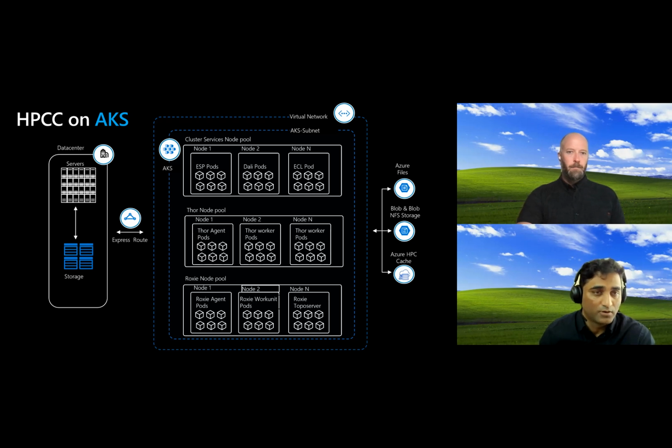One node pool is for HPCC cluster services, and then the other node pools are for Thor workers and Roxie workers actually. And then on the right side, you see that the HPCC cluster is connected to the shared storage systems. And then on the left, it's connected to your data center through ExpressRoute.